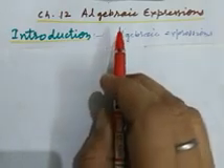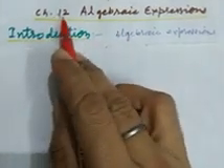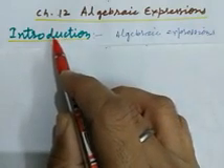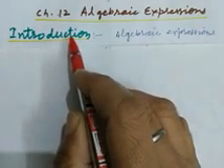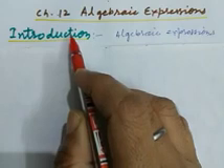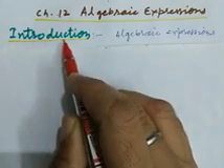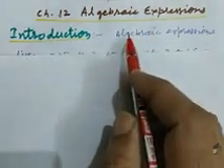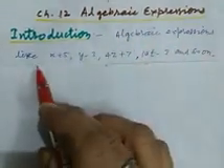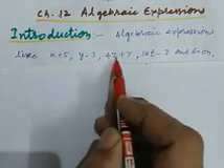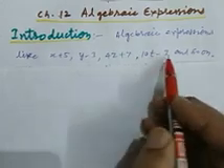Today we are starting a new chapter 12, algebraic expressions. So watch this video up to the end for better understanding. Now we start the introduction of algebraic expressions. Algebraic expressions are like x plus 5, y minus 3, 4z plus 7, 10t minus 3 and so on.